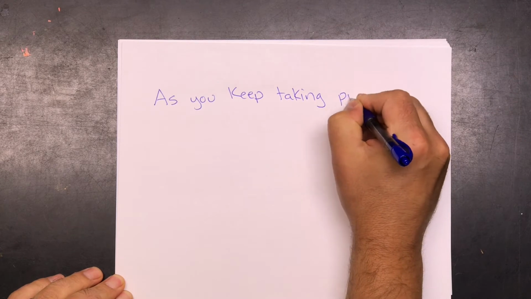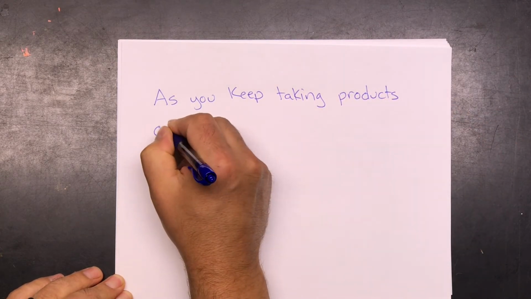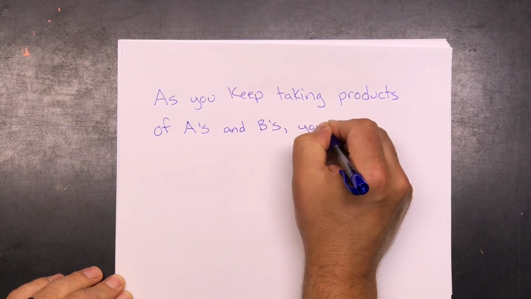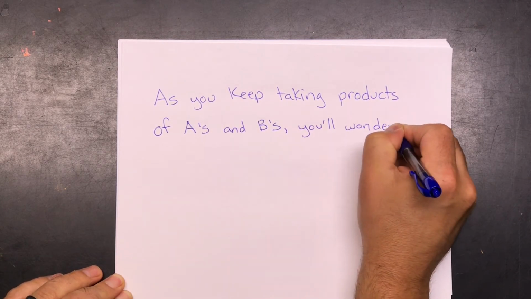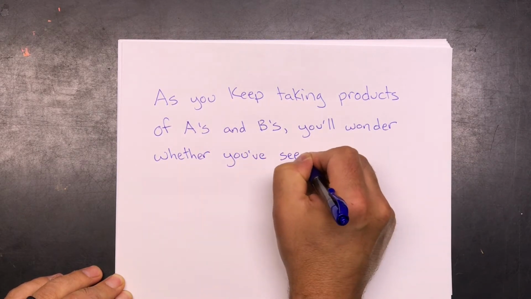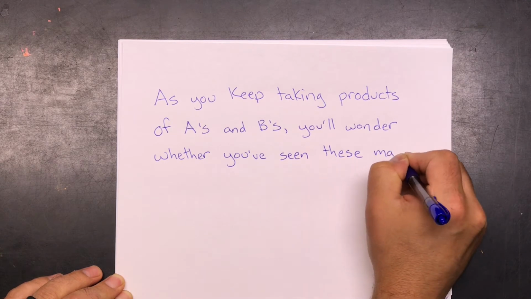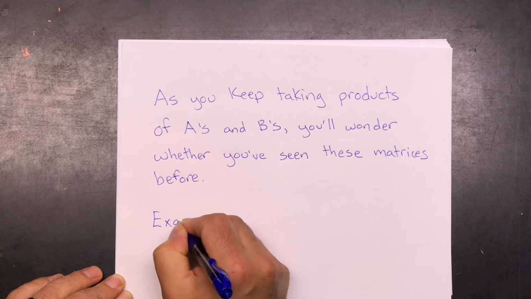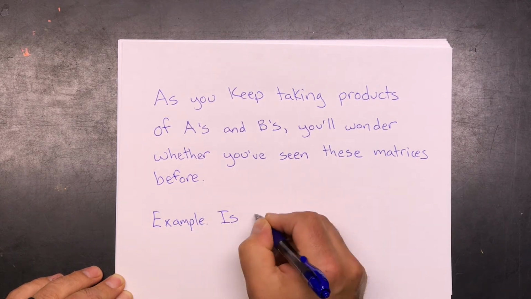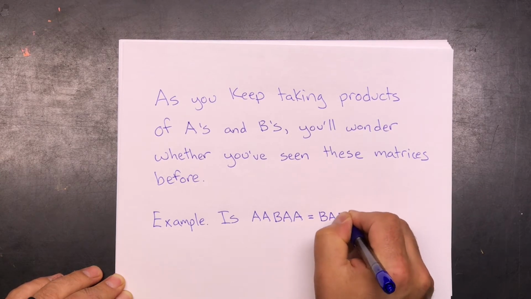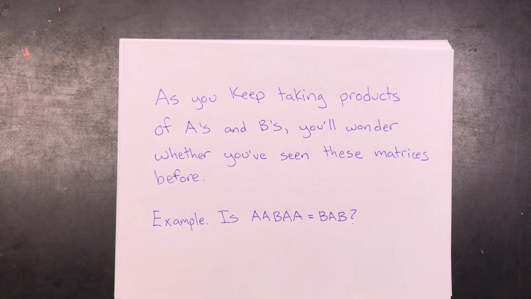You can prove this by taking products repeatedly, and as you do, you'll start to wonder whether you've seen a certain matrix before. For instance, you might wonder whether AABAA is the same thing as BAB. We're now going to talk about 3 different ways you might try to prove such a statement, sort of in order from worst to best.